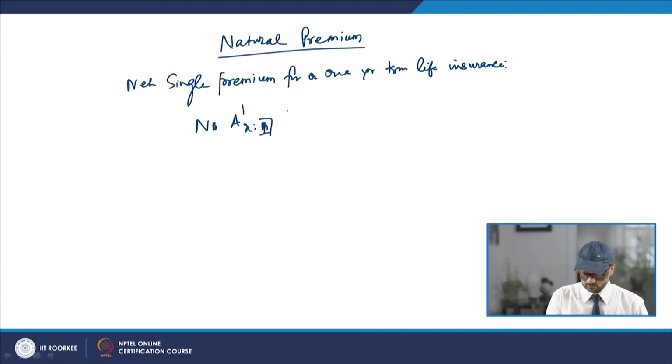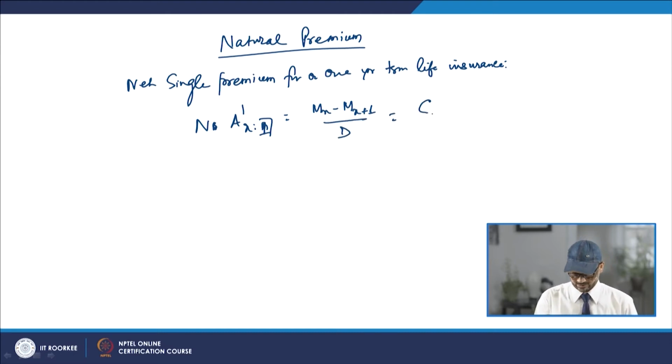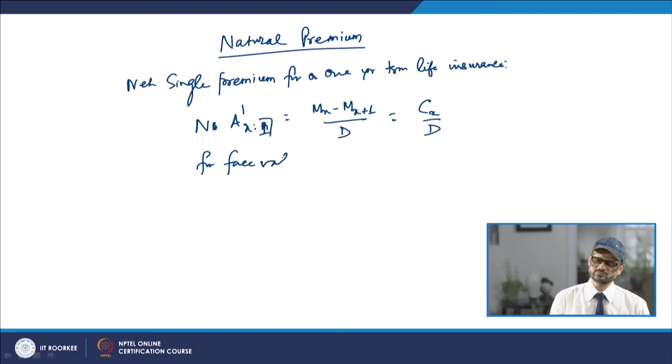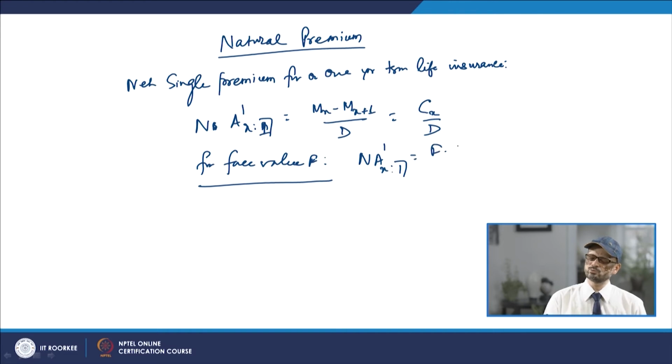Now, in this case, it will be Mx minus Mx plus n. So, it was Mx plus 1 by D, so basically it becomes Cx by D. So, for face value F, it will be equal to NA1 x 1, it will be F into Cx by D. So, that is your natural premium.